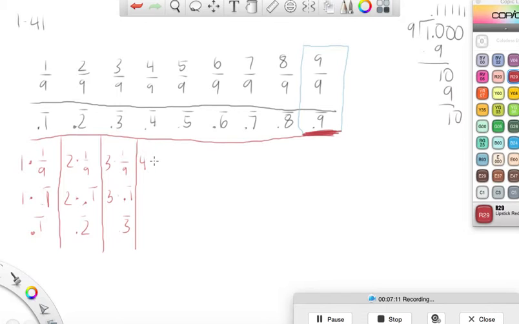Hey, don't have a bad attitude. I'll skip 5/9. 4 times a ninth is the same as 4 times 0.1 repeating, which is 0.4 repeating.